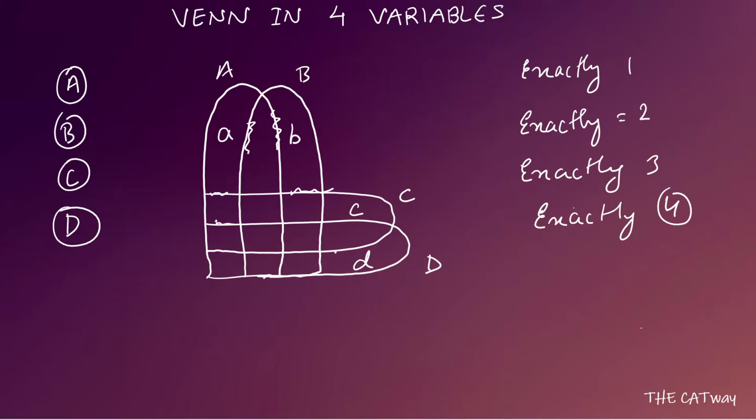See, boundary C ended here, boundary B ended here, boundary A ended here, so this is only D. So this is how we represent exactly 1. Now let's talk about exactly 2. There will be 6 cases: AB, AC, AD, then BC, BD, and CD.